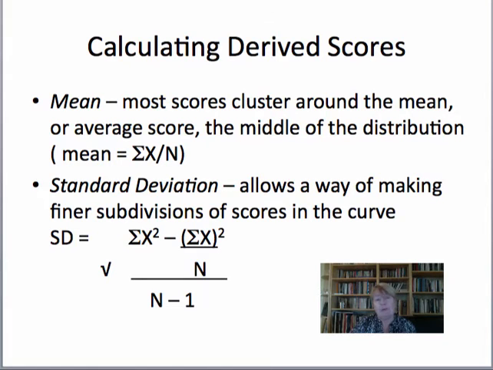So I'm going to say it one more time. The standard deviation is equal to the square root of the sum of all the squared scores minus the sum of the scores squared divided by n. The whole thing divided by n minus 1, and then that number we get the square root of. And now we're going to practice that.